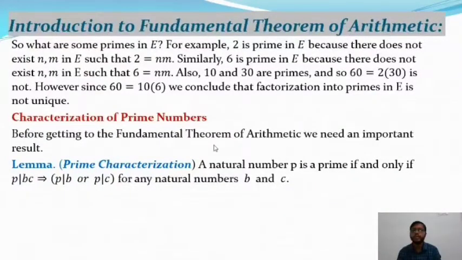Before getting to the fundamental theorem of arithmetic, we need an important result. There are some results on the characterization of prime numbers. The first lemma is the prime characterization. A natural number P is a prime if and only if P divides BC implies P divides B or P divides C, for any natural numbers B and C. This is the lemma of characterization of prime numbers.